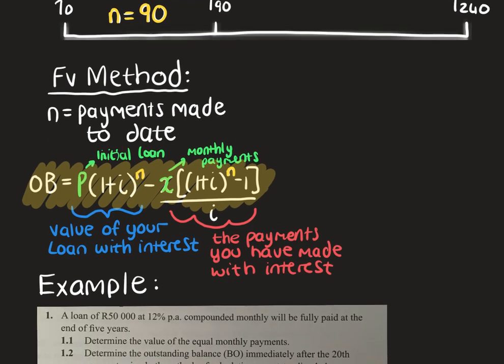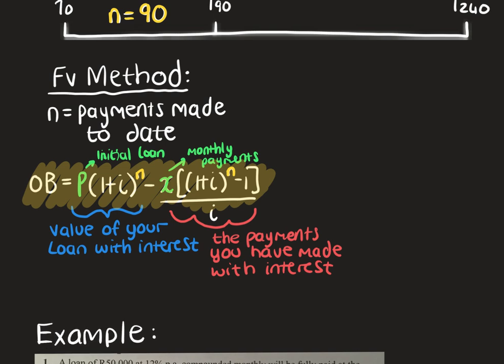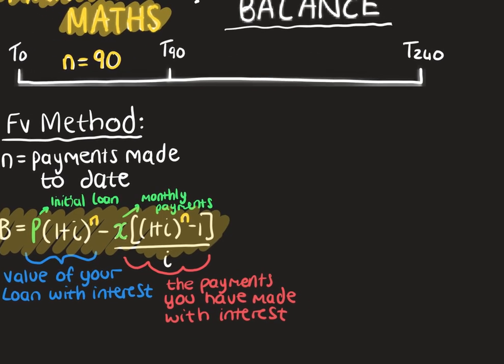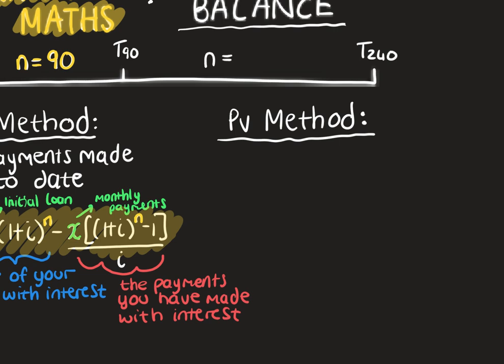Let me make a little bit of space here. Fantastic. Okay, great. So let's look at the present value method formula. The present value method is dealing with payments yet to be made. Remember, I told you at the beginning of this video that the difference between these two methods is the end value. The first end value is payments made to date. The second end value, which is for the present value method, is going to be payments yet to be made.